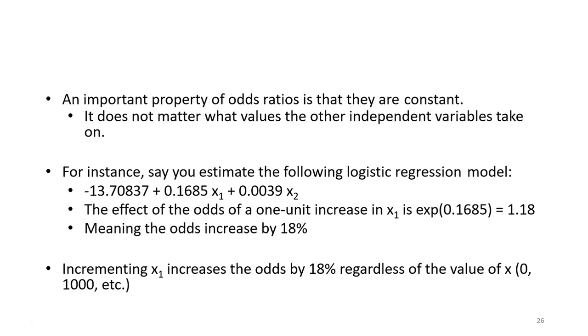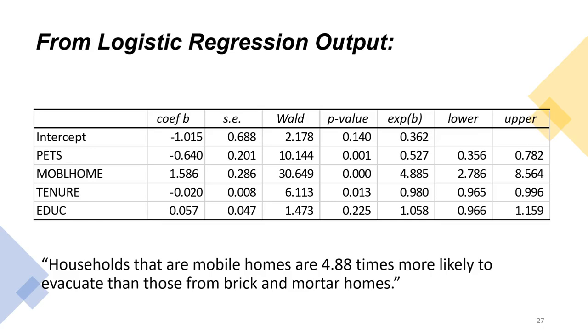A 1 increment increase in x1 increases the odds by 18% regardless of the value of x. Whether you are going from 0 to 1, it will increase by 18%. Or if you're going from 999 to 1,000, it will increase once again by 18%. So that's something to keep in mind when you're interpreting your odds ratios.